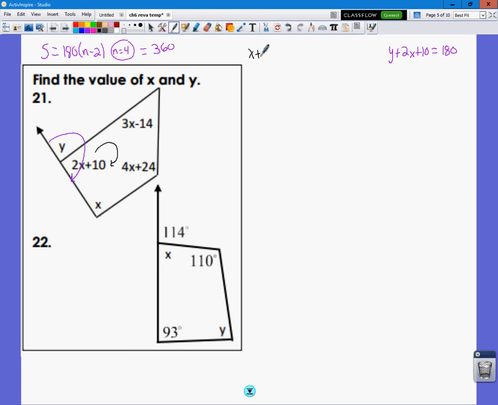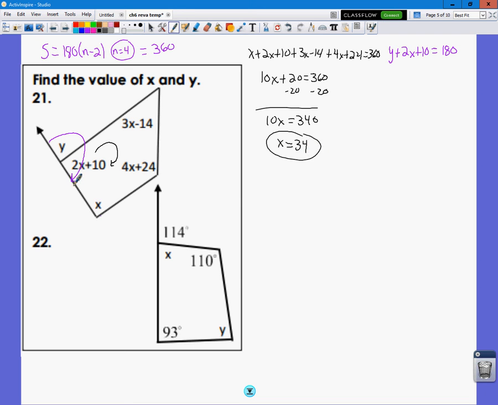So if I take x plus 2x plus 10 plus 3x minus 14 plus 4x plus 24, it should be equal to 360 degrees. If I combine my like terms, it is going to give me 10x plus 20 equals 360. Subtracting the 20 from both sides, I get 10x is equal to 340. So when I divide by 10, x is equal to 34.